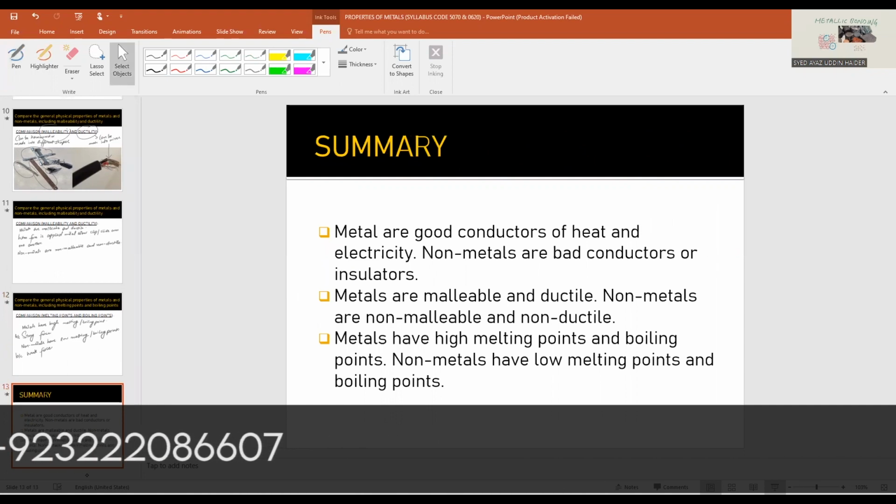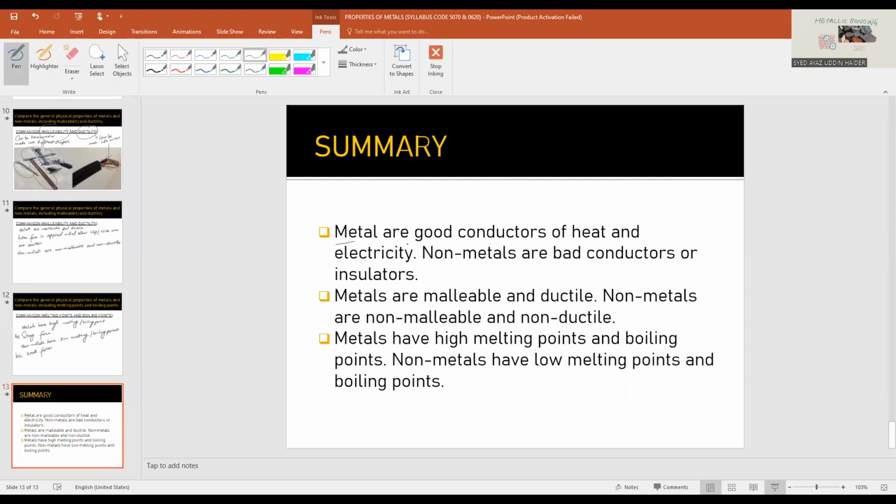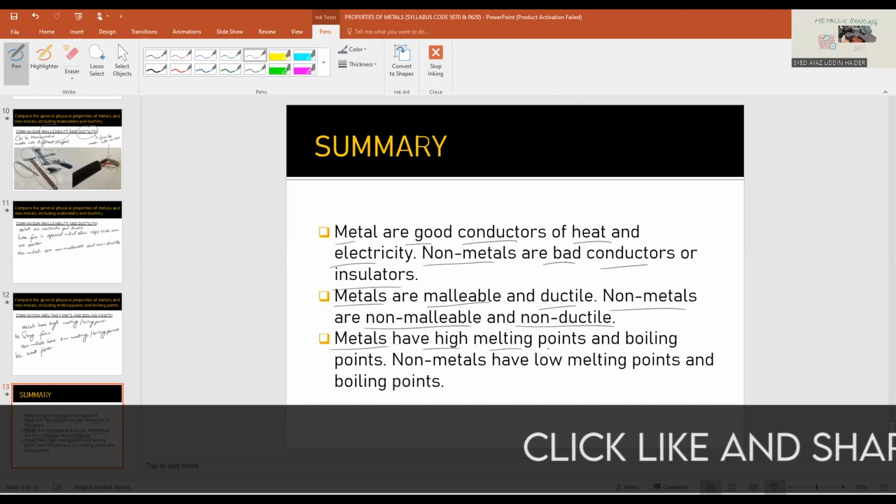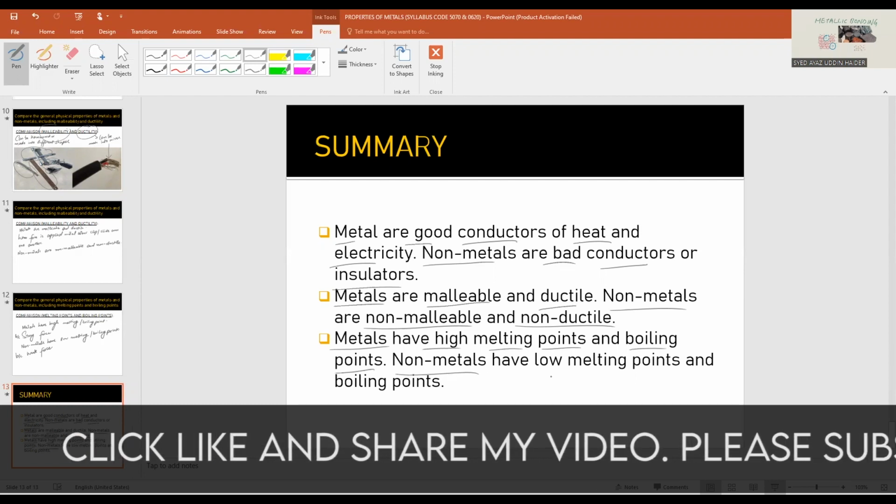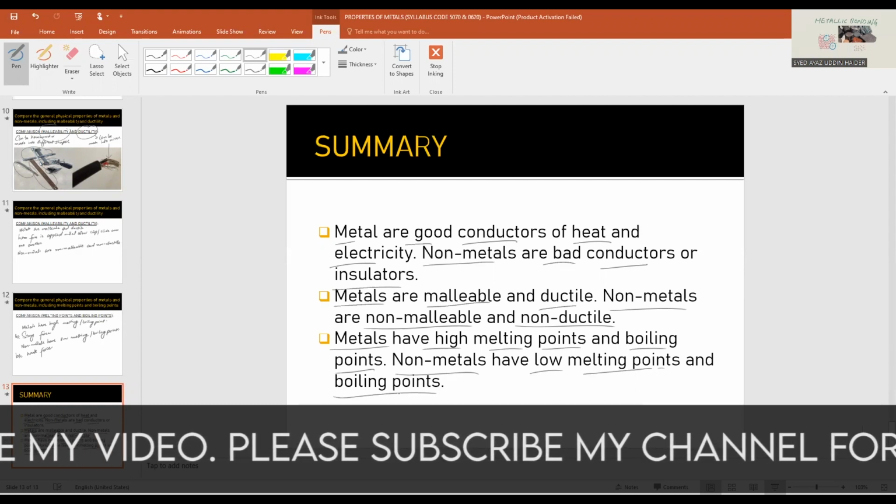So here's a summary of today's lesson. Metals are good conductors of heat and electricity. Non-metals are bad conductors of heat and electricity, or insulators. Metals are malleable and ductile. Non-metals are non-malleable and non-ductile. Metals have high melting points and boiling points. Non-metals have low melting points and boiling points.